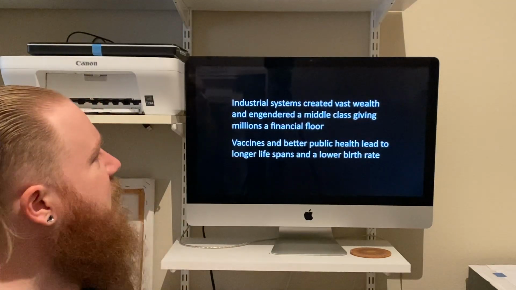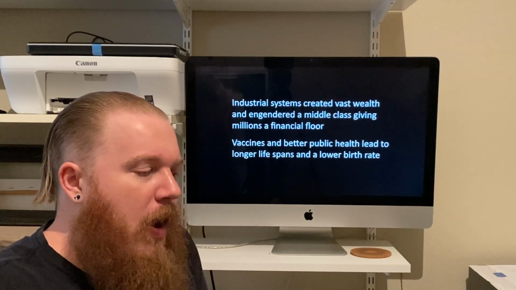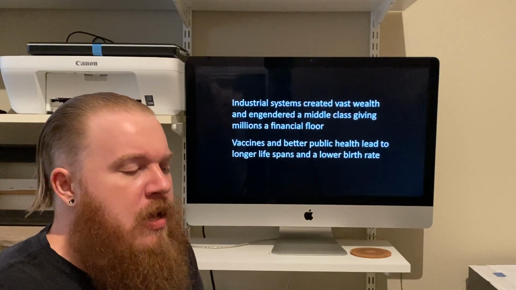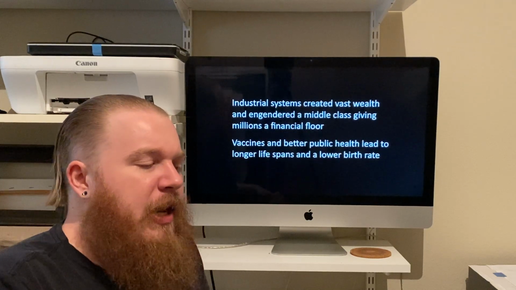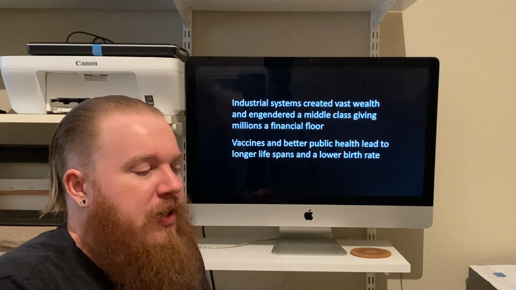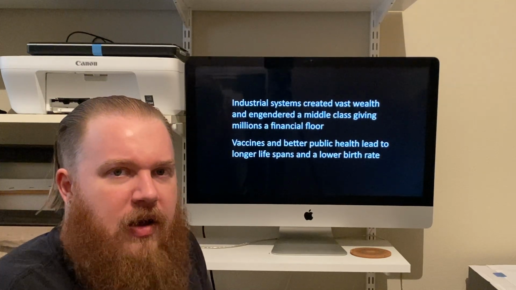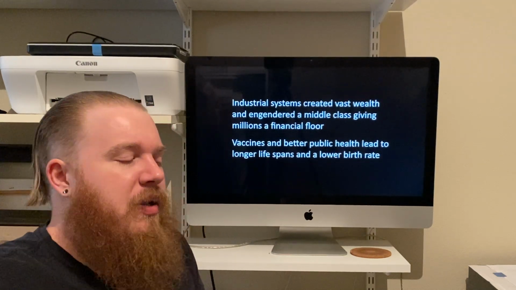But we also see that industrial systems created vast amounts of wealth and engendered a middle class, giving millions a new financial floor. So all these people who are moving to cities to get factory jobs are getting paid a wage for the first time. They're able to afford luxury goods for the first time that they might not have otherwise been able to. So we start to see this emerging middle class coming about.